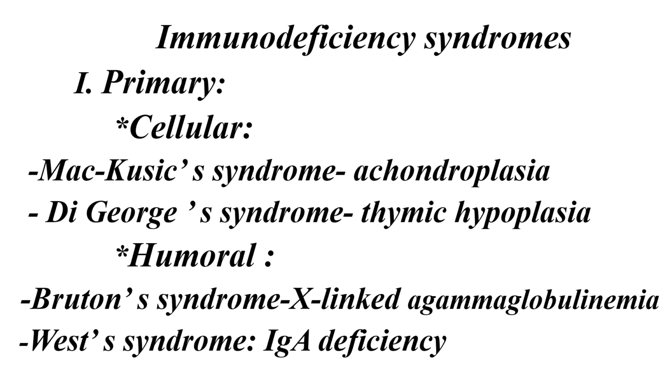In the humoral type, there are disorders of B cell formation; B cells are responsible for humoral immunity. There are Bruton syndrome and West syndrome, with disorders of gamma globulin formation, resulting in hypogammaglobulinemia. In the mixed form, there are Glanzmann-Wiener syndrome and Louis-Bar syndrome. In Louis-Bar syndrome, ataxia telangiectasia forms.